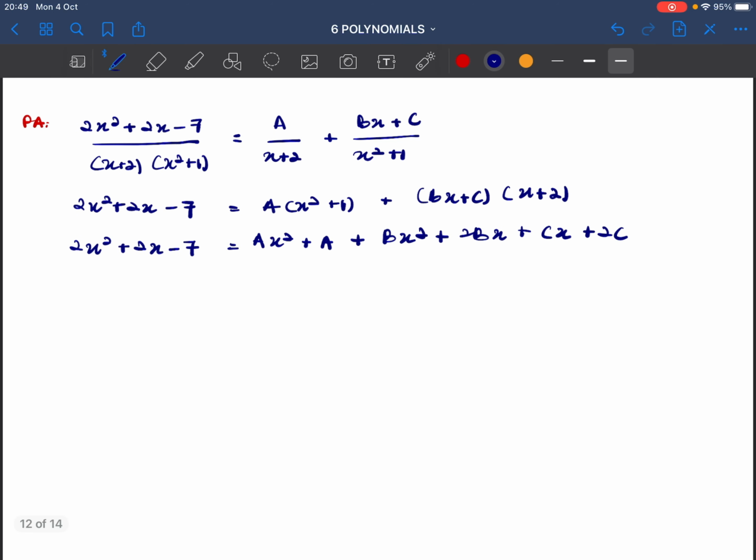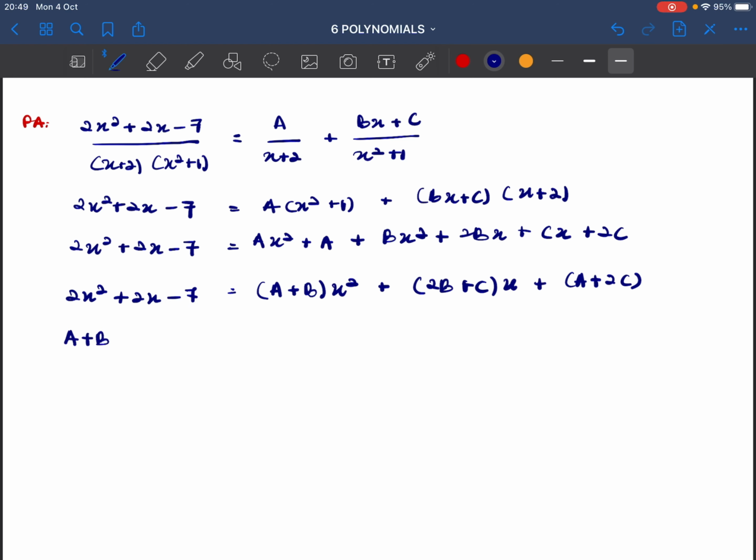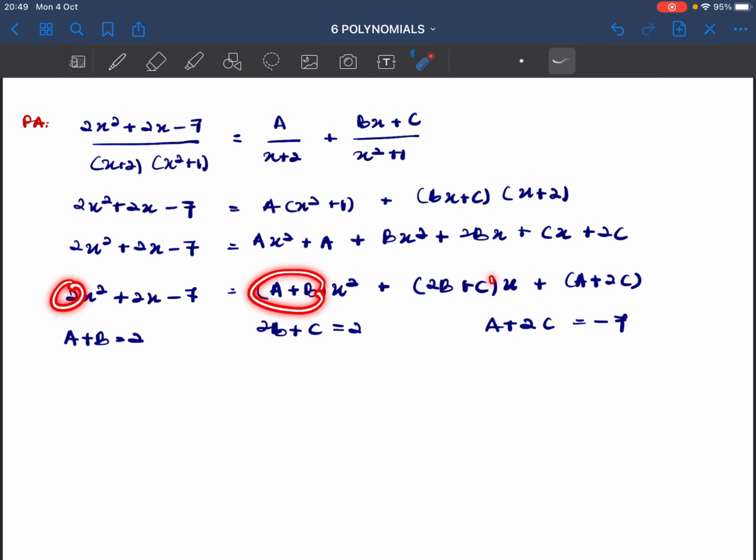Okay, now kumpulkan. We will have a plus b x square plus 2b plus c x, and last one a plus 2c, a constant. Okay, compare left hand side and right hand side. We are going to have a plus b equals to 2, 2b plus c equals to 2, a plus 2c equals to negative 7. Okay, saya harapkan nampak apa saya buat. This one compare dengan this one compare dengan this one.